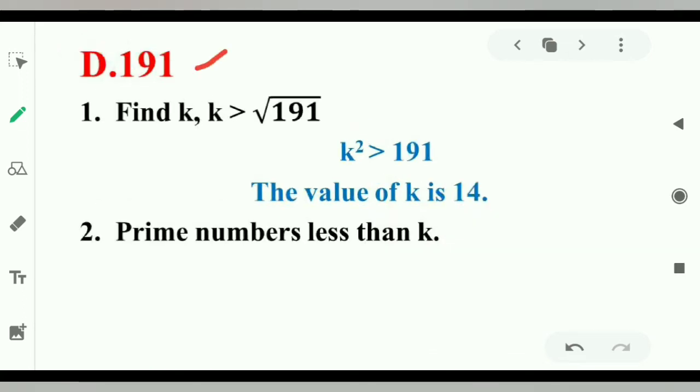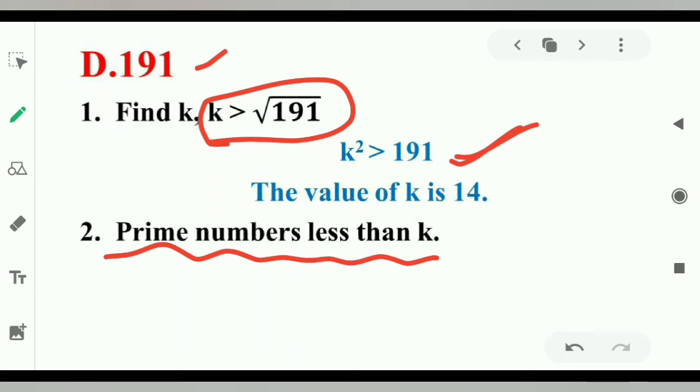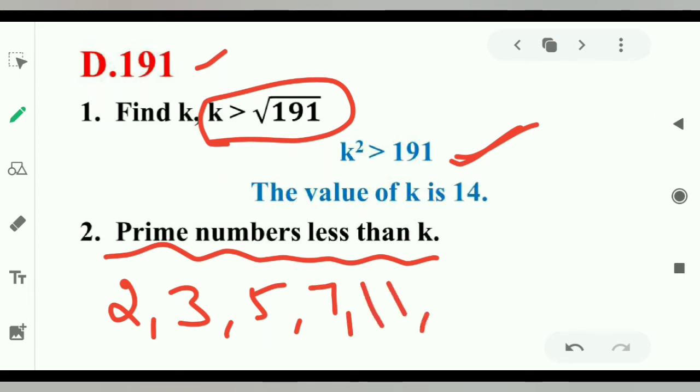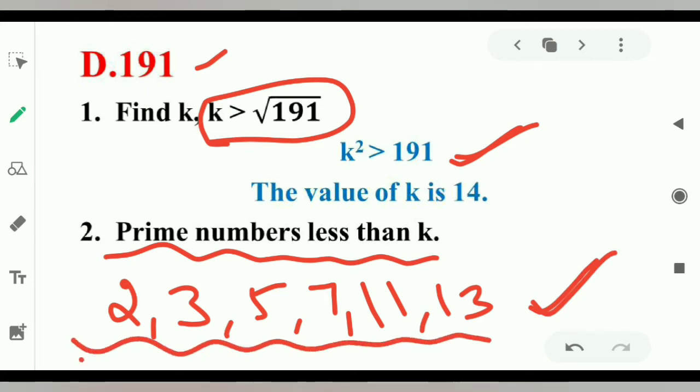Okay, let's check with the last option, 191. Let's write the equation: k greater than the square root of 191. Let's rewrite the equation like this: k square greater than 191. What is the nearest square number which is greater than 191? 196. Good. 196 is nothing but 14 square. Good. You're all clever. Okay, let's list out the prime numbers which are less than k: 2, 3, 5, 7, 11, 13. Good. So we have these many numbers to check with.